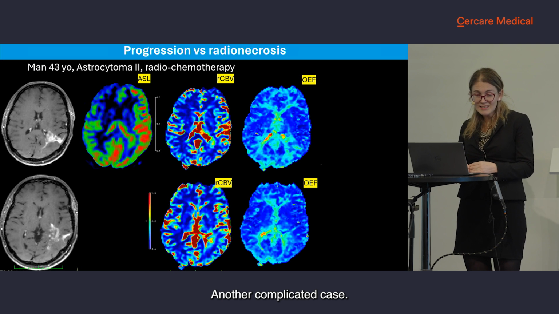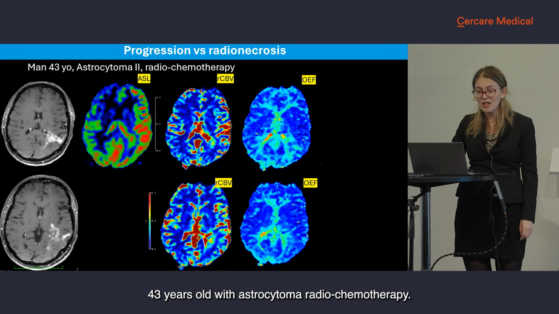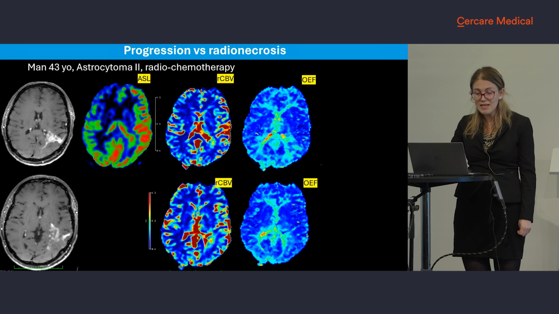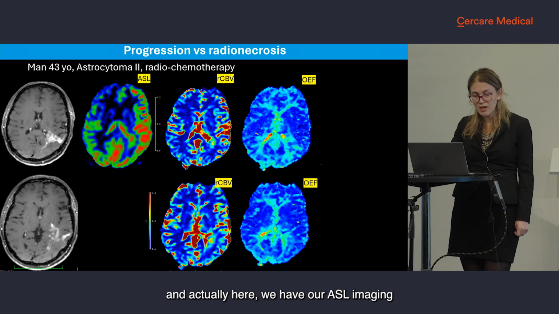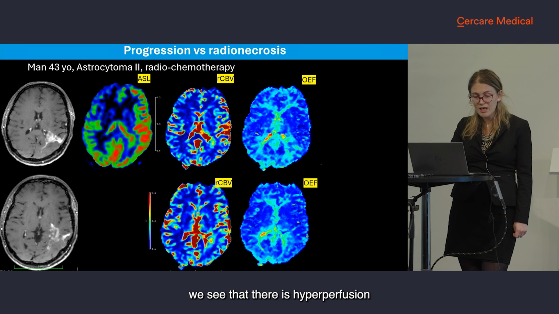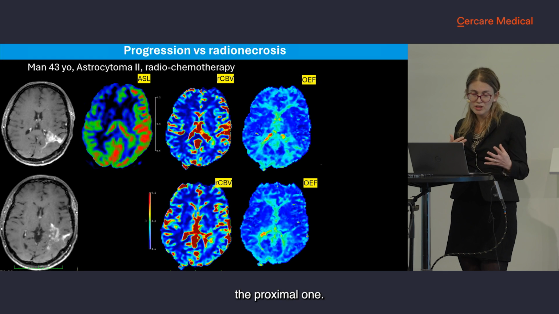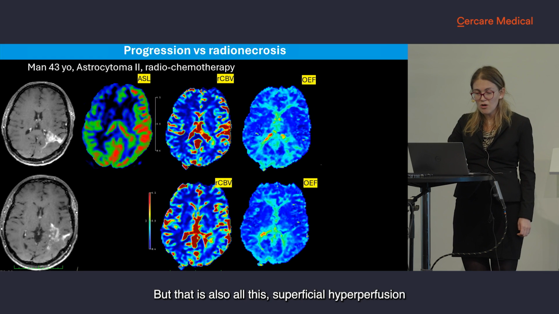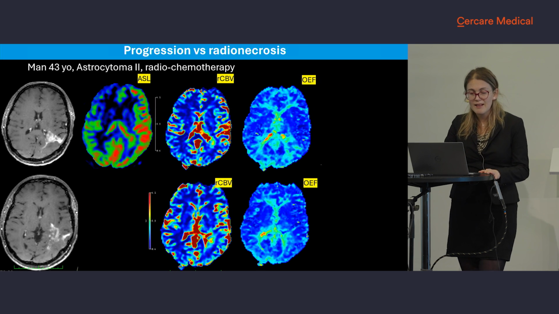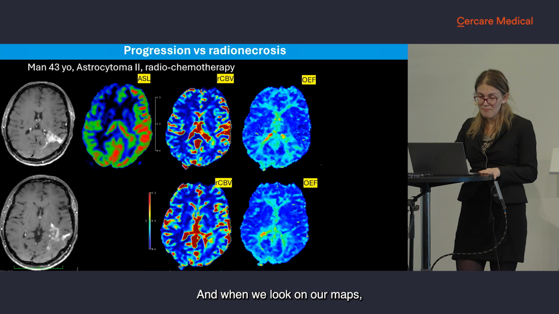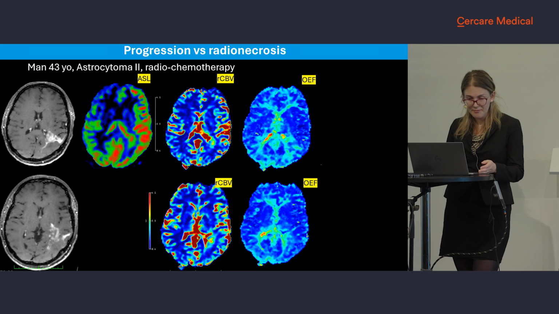Another complicated case. Here it's a man, 43 years old, with astrocytoma, radiation chemotherapy, with this big contrast enhancement that appears. And here we have our ASL imaging. We see that there is a hyperperfusion here, the quite proximal one, but there is also all this superficial hyperperfusion. When we look at our maps, this is the same time point, just 2 different levels, we can see that there is a central hyperperfusion, also with OEF increase. But in the periphery, it remains quite negative.